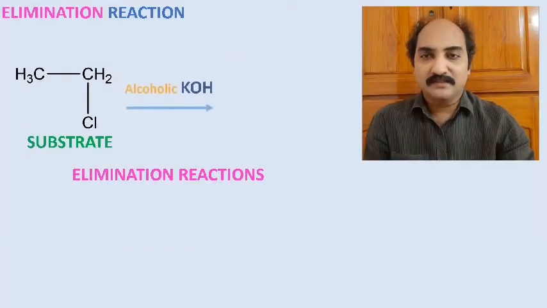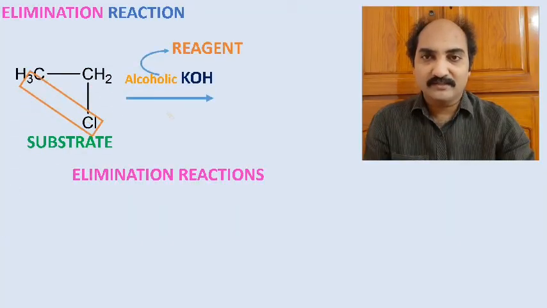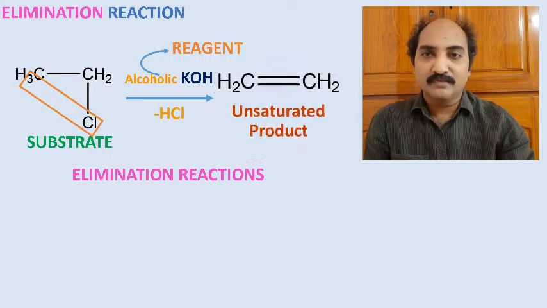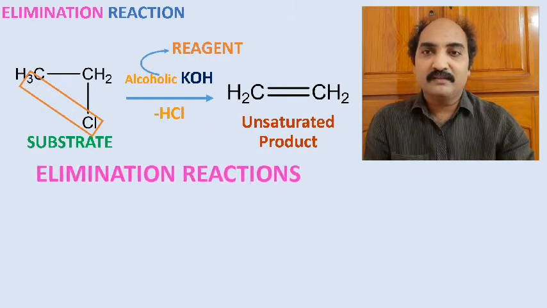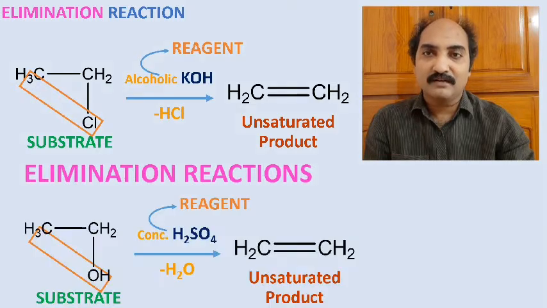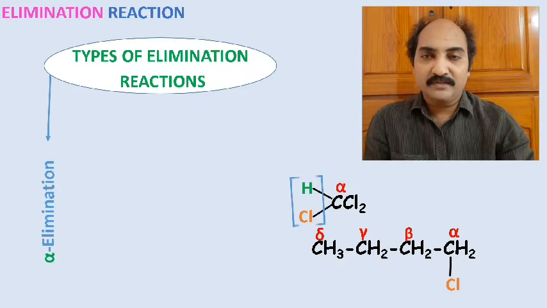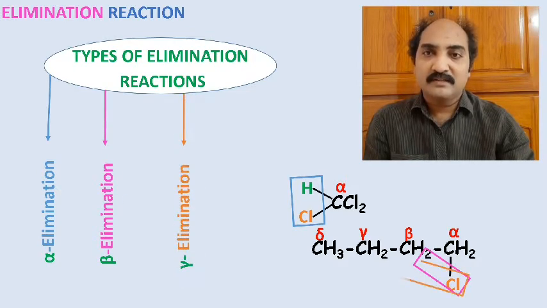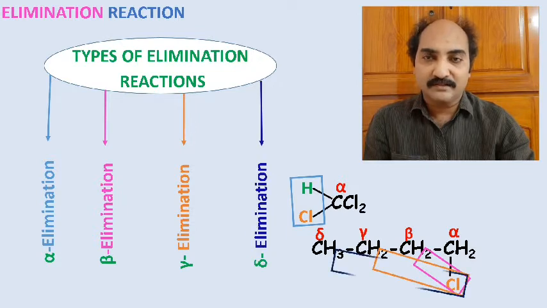What are elimination reactions? Elimination reactions are those reactions wherein a molecule is removed from the substrate by the action of an addendum or a reagent. Depending upon the place from which the elimination occurs, elimination reactions are broadly classified into several types. They are alpha elimination reactions, beta elimination reactions, gamma elimination reactions, delta elimination reactions, etc.